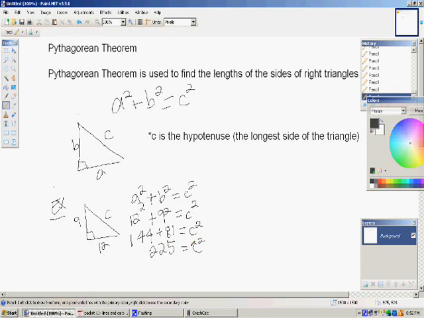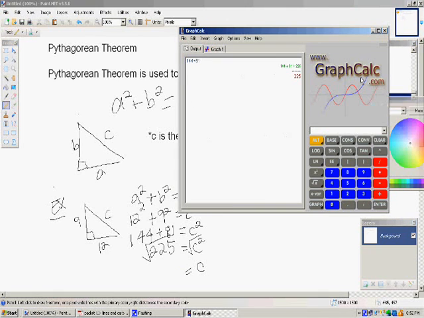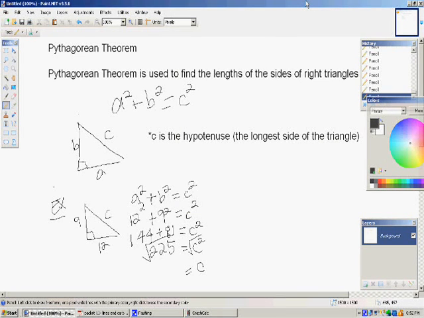Equals c squared. And to go backwards, to get rid of this square, you do the opposite, which is take the square root. So you have to take the square root here, and c equals, and if you want to, you can use your calculator, square root of 225 equals 15. So the length of the hypotenuse is 15, and that is your answer. Oops, sorry about that.